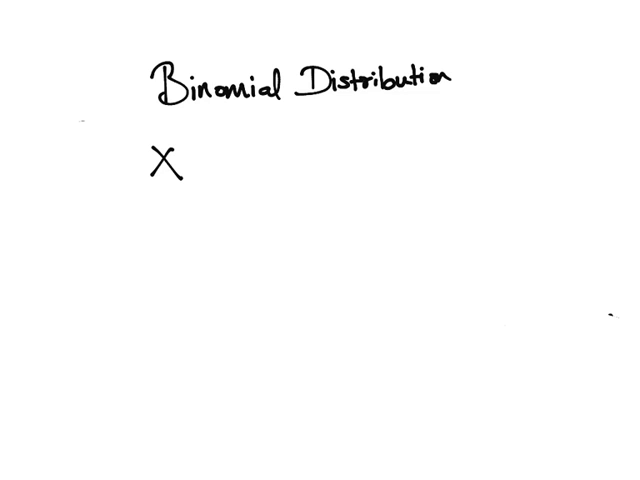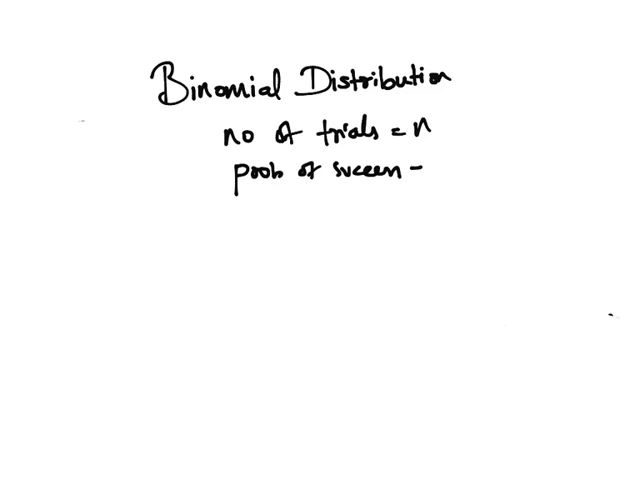Now let us consider this. Let the number of trials be n. Let's say the probability of success be small p, and let's say the probability of failure be small q. And it is very easy to note that p plus q will be equal to 1, isn't it? That means q will be 1 minus p.